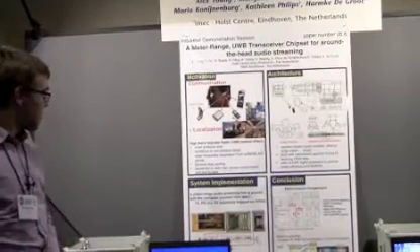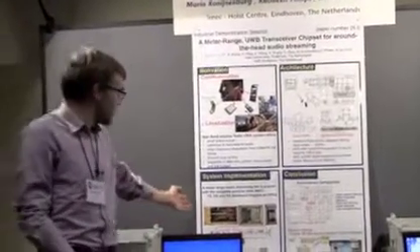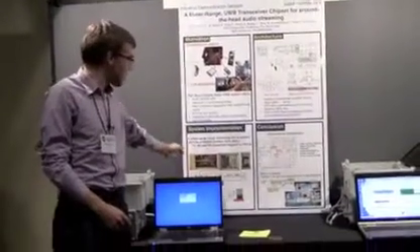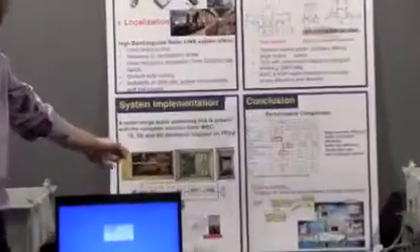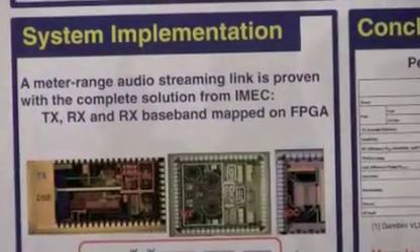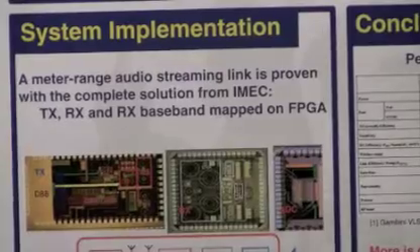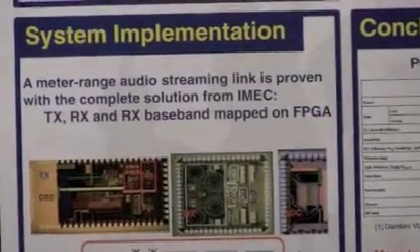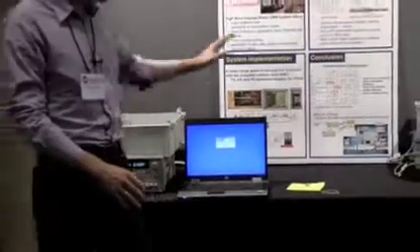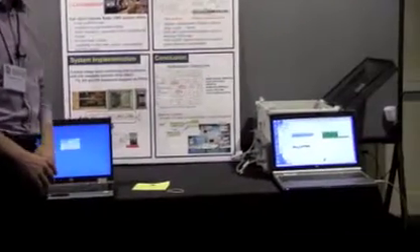If you look at the system implementation, you can see the die photos of the transmitter. The transmitter again is integrated baseband and analog front end. The receiver front end is a separate chip, and the A to D converter is also separate. What you see here on the table is a complete setup. We have on one side the transmitter, on the other side a receiver.